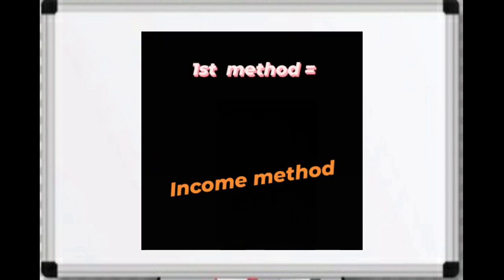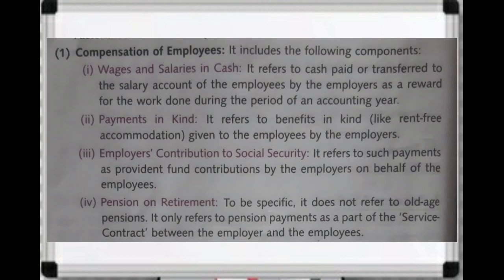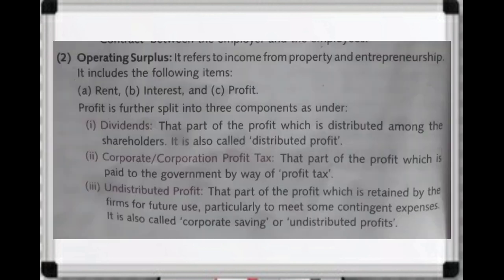Components of national income using the income method. First, compensation of employees. It includes wages and salaries in cash, payments in kind, employers' contribution to social security, and pension on retirement. The second component is operating surplus. It refers to income from property and entrepreneurship. It is further divided into three items: rent, interest and profit.